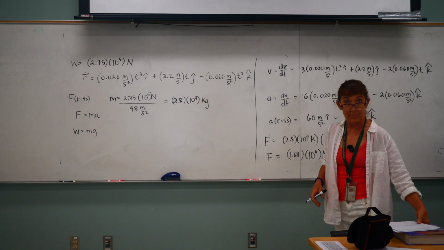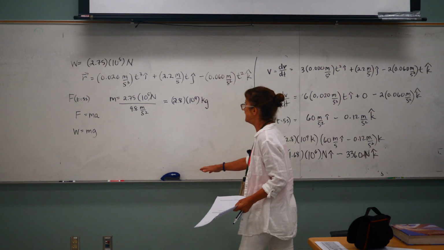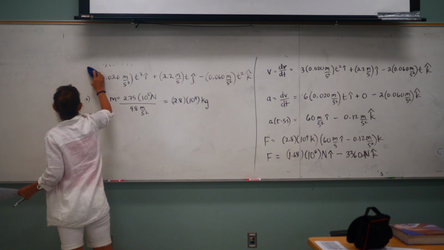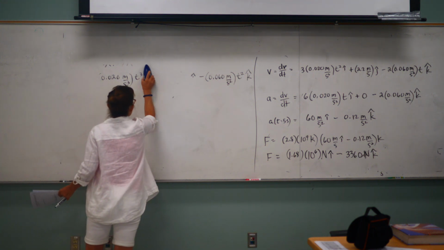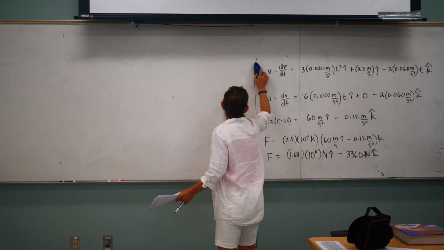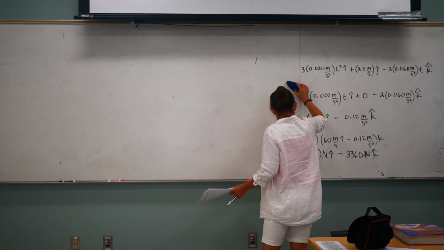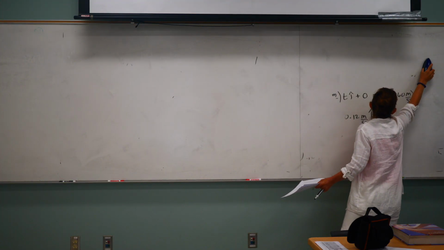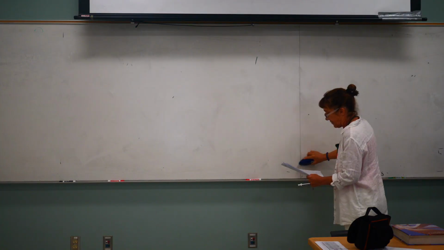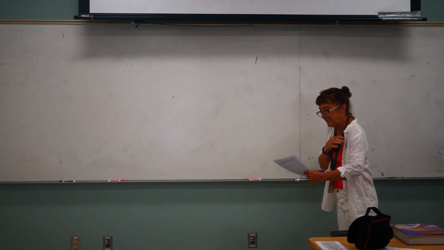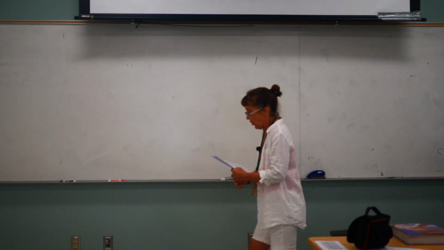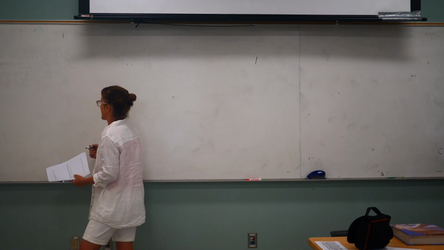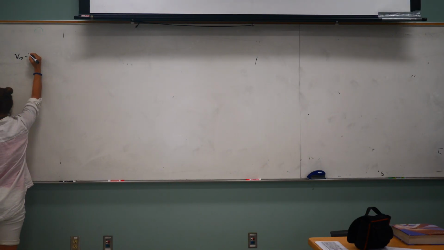Okay, next problem. Next problem says, an object moves in the positive x direction with an initial speed of 9 meters per second. So in the positive x direction, my velocity is v naught x equals 9 meters per second.